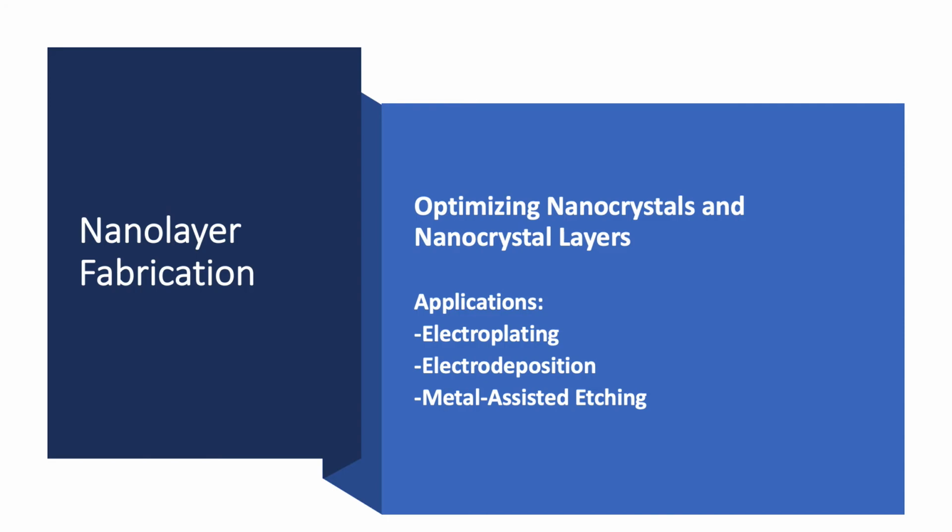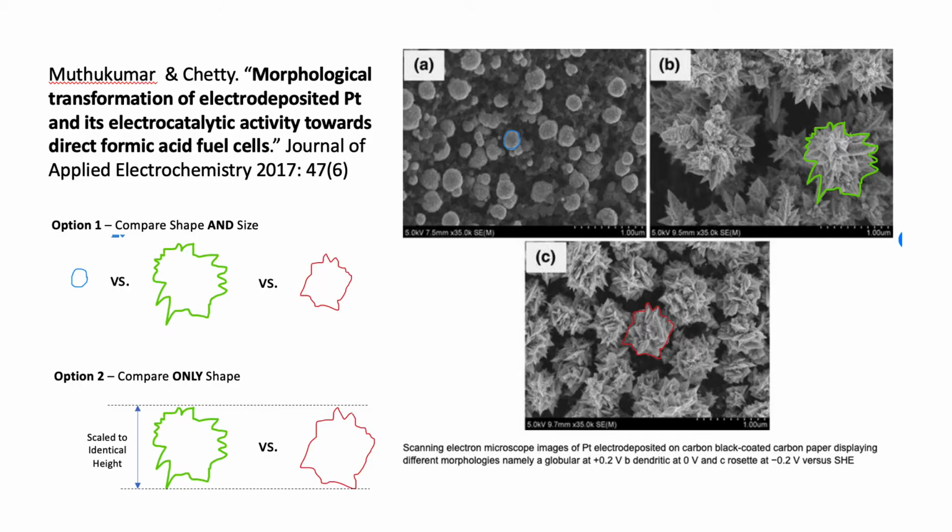Lastly, another application is the fabrication of nanolayers and nanocrystals for electroplating, electrodeposition, and metal-assisted etching. And here, I just want to show an example of 3 distinct morphologies in this study, and how you can compare them in both size and shape simultaneously, or you can scale them to be the same height such that you only compare shape between the two conditions.